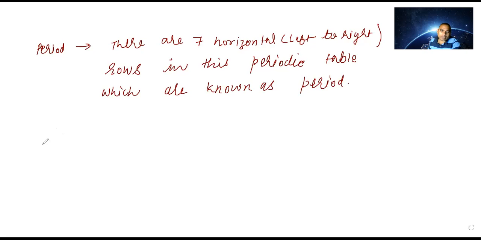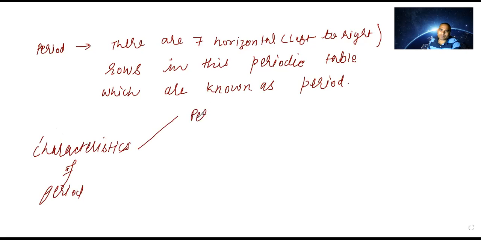Now the second point is the characteristics of period, which we need to understand. If you talk about the characteristics of period, some characteristics are there. Let's see. Period 1 is known as the shortest period.